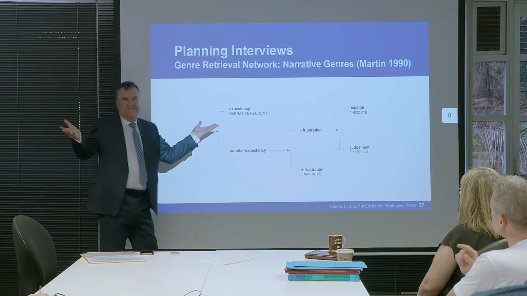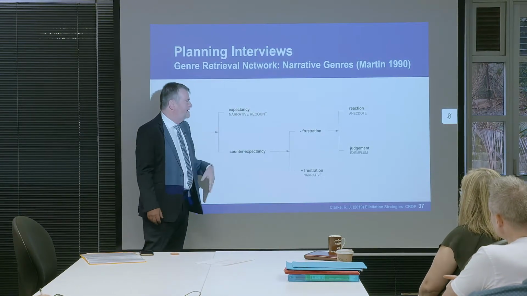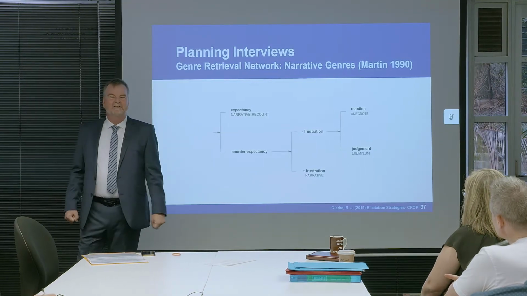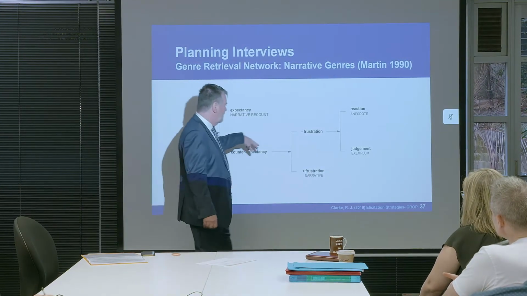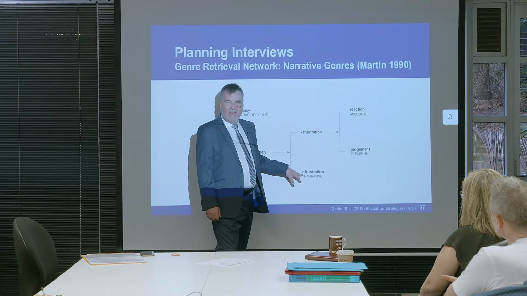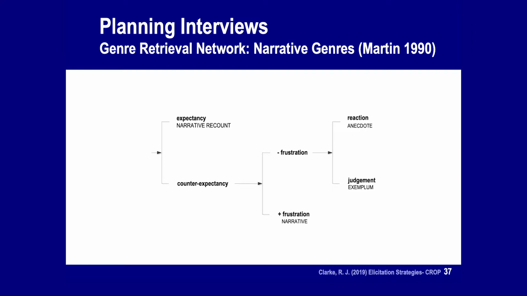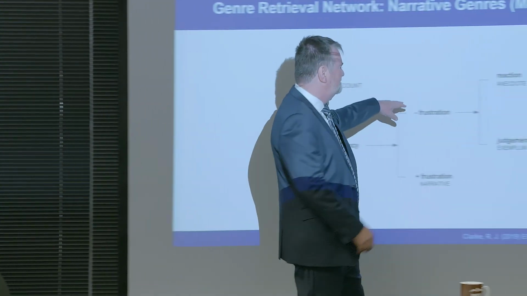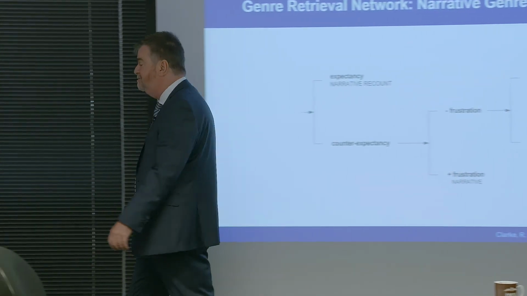And that's a sort of an expectancy. A counter expectancy, something that's got a little bit of a twist to it, could be a narrative, a story-based canonical genre that has an element of frustration in it. That's what a narrative is. Counter expectancy, if there's not an element of frustration, we might get an anecdote. So often a lot of management stories are arranged like this, as anecdotes. Or if there's a sense of judgment, another canonical genre is called an exemplum, an example. Typically it's got sort of a judgment component to it.